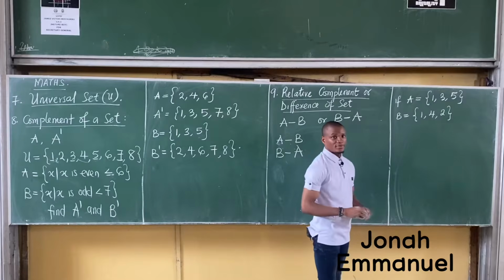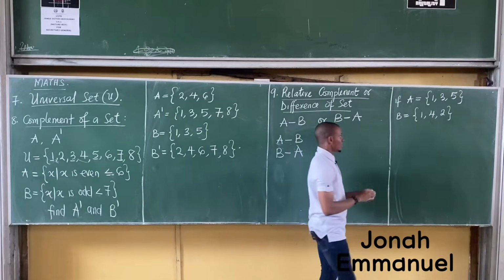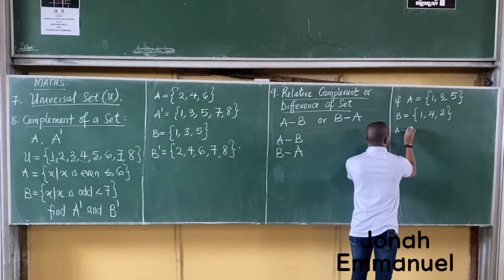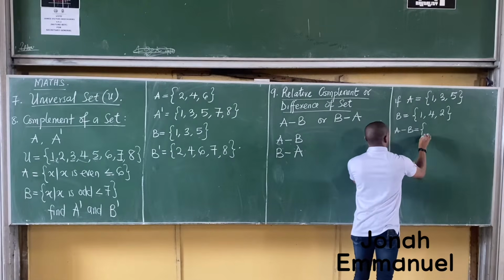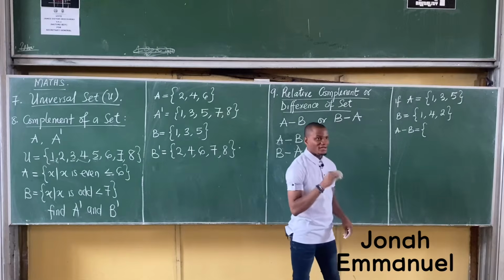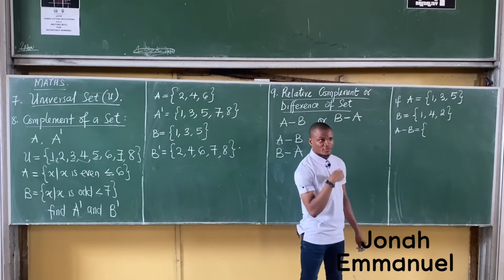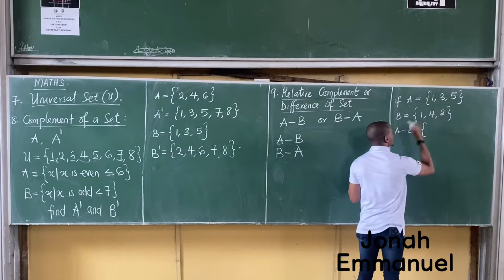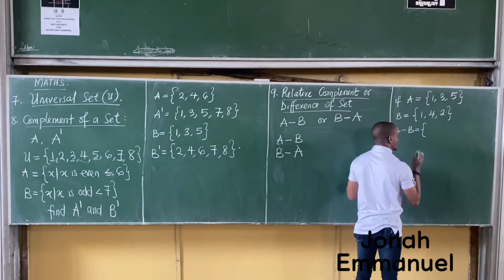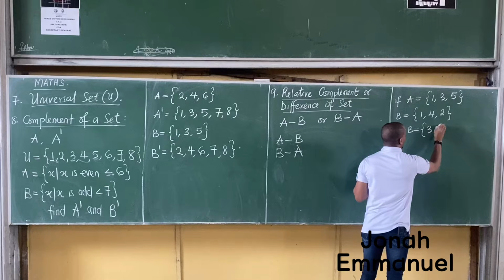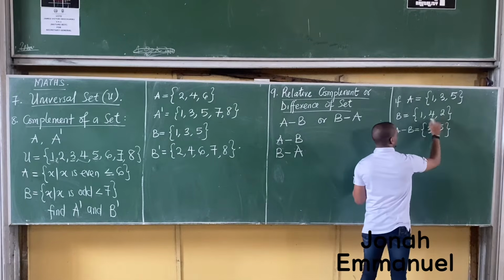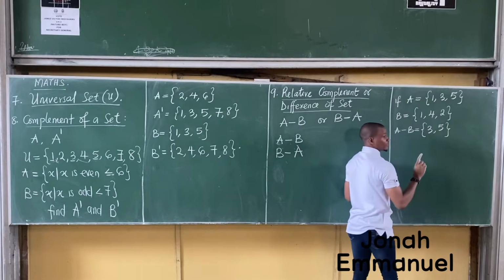Look at this case. If I have A as this and B as this, what's A minus B? A minus B are elements in A, not in B. So look what I have. Tell me the elements that are in A but not in B. What do I have? 3 and 5. These two are in A, not in B. This one is in B, so I'll leave it out.